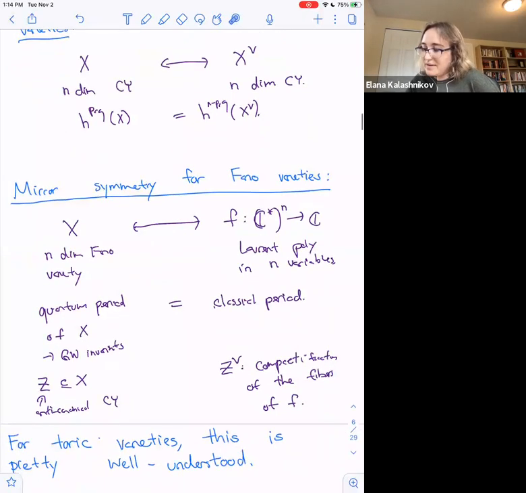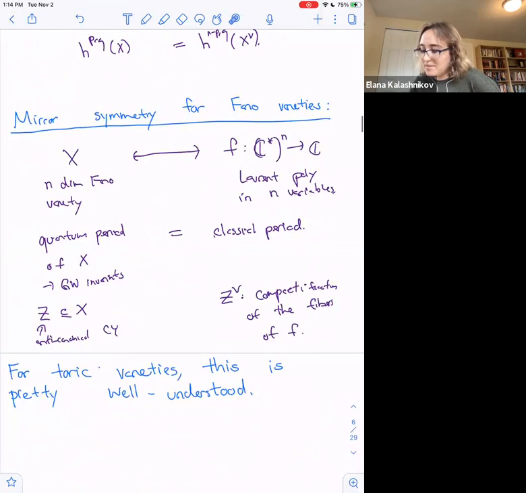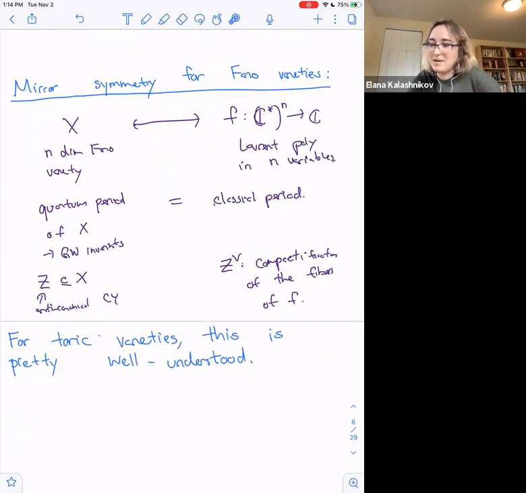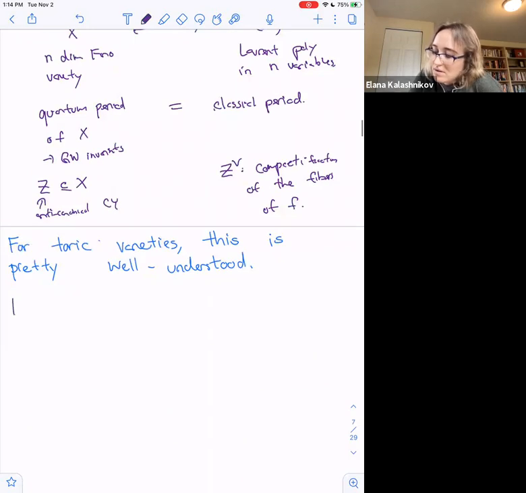So this very rough picture is pretty well understood for toric varieties. But let me tell you a bit about what's known for Grassmannians, which I guess are probably the best understood of the non-abelian GIT quotients.